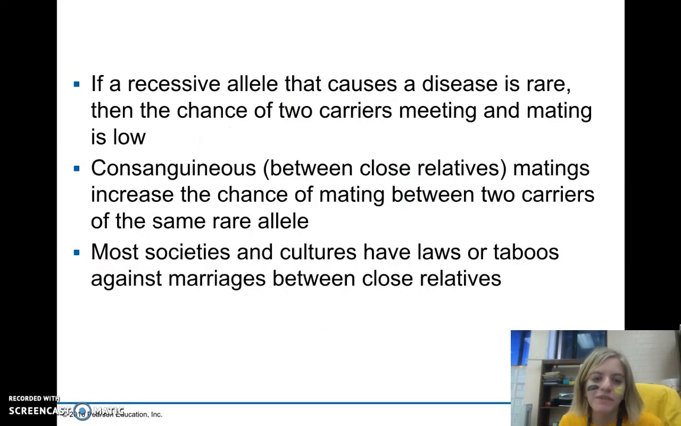However, if the recessive allele that causes a disease is rare, then the chance of two carriers meeting and mating is low. However, in the past, many marriages between close relatives were banned because even though we didn't know about genetics, we observed that there were a lot of genetic disorders in the offspring of people who got married who were closely related. That's because closely related people are more likely to be carriers, and then they would produce an offspring who carried that recessive trait.